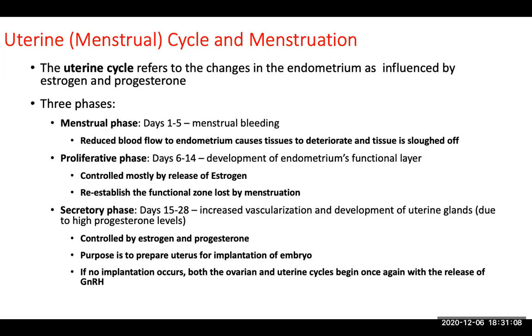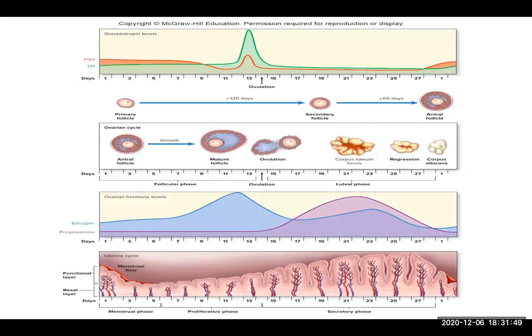There's three phases. Menstrual phase is the menstrual bleeding. Reduced blood flow to the endometrium causes tissues to deteriorate and tissue is sloughed off. Then the proliferative phase is the development of the endometrium's functional layer. And then the secretory phase is increased vascularization and development of uterine glands due to high progesterone levels. This is controlled by estrogen and progesterone, and the purpose is to prepare the uterus for the implantation of the embryo if it happens. And if no implantation occurs, both the ovarian and uterine cycles begin once again with the release of GnRH. And this just takes you through the different levels of FSH, LH, what the follicles are looking like, levels of estrogen and progesterone, and what the lining wall of the endometrium looks like through a normal typical cycle.